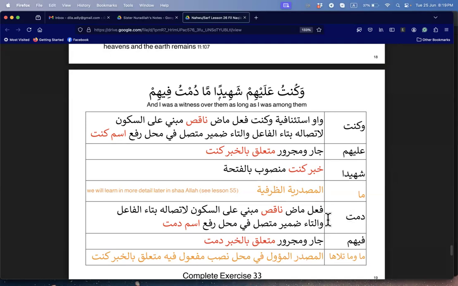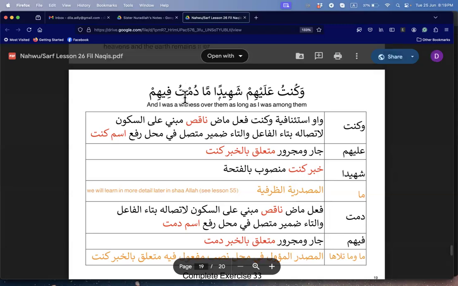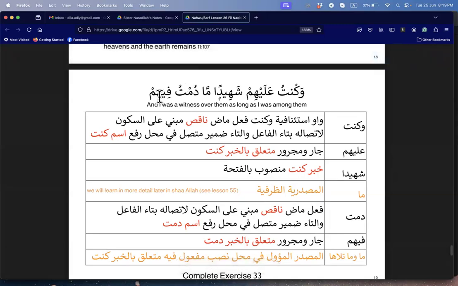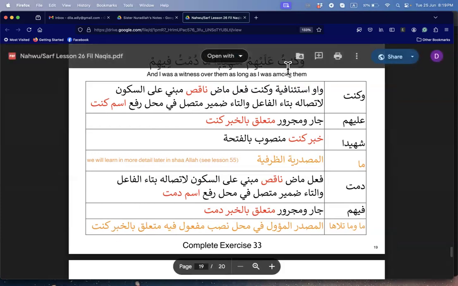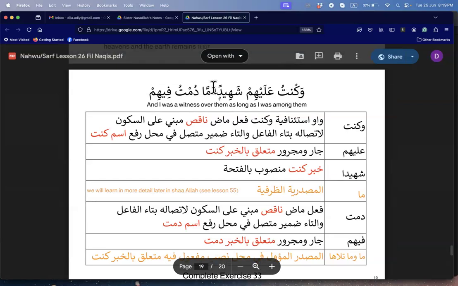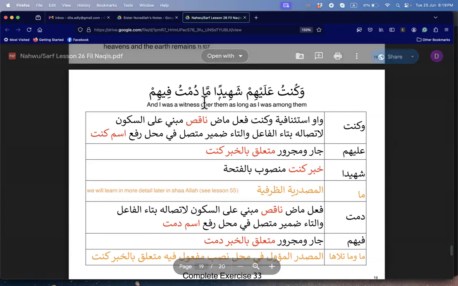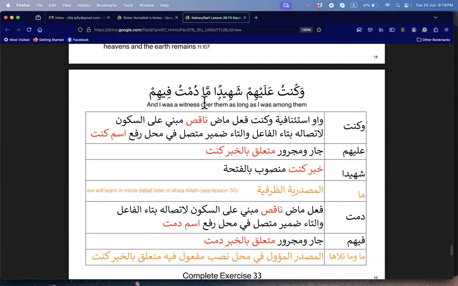And then you do your normal analysis. Dumtu is fi'il madi naqis. It has the ism of ana inside. That's your ism of dumtu. And then fihim is jar majrur, muta'alliq bil khabar of dumtu. And then masdar mu'awwal fi mahali nasab, maf'ul fihi muta'alliq bil khabar of kuntu here. It's part of the first part of the sentence. So this ma dumtu, or ma dama, will always come together as long as.